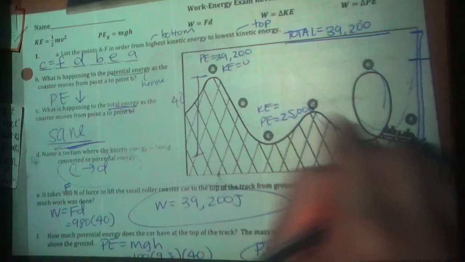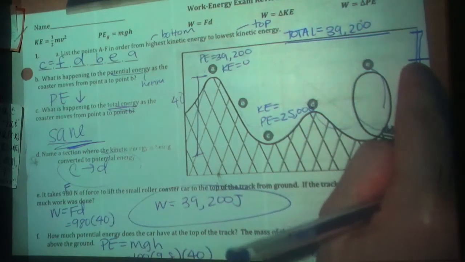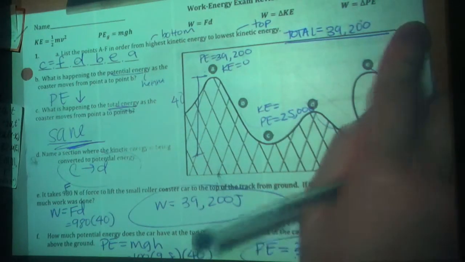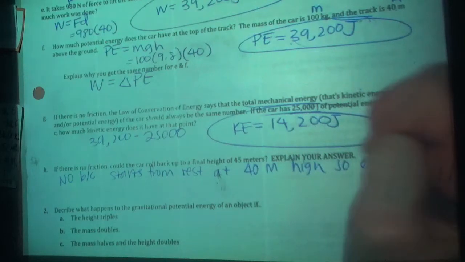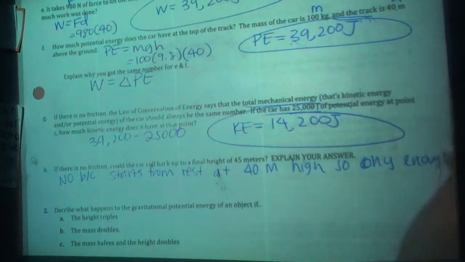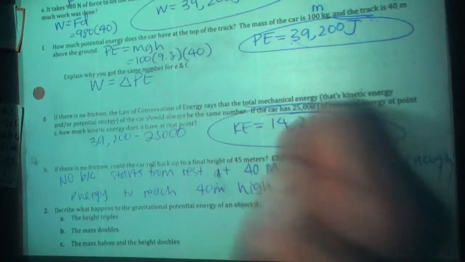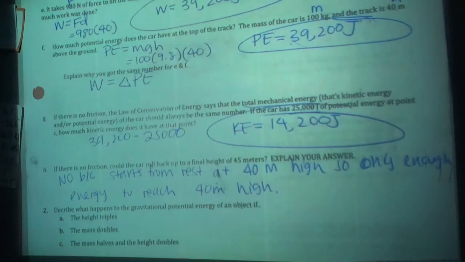So if you're leaving and going up, at this point, all of your energy has been converted into potential. There's no extra kinetic, so you can't go any higher, because where would that energy come from? So no, because it starts from rest at 40 meters high. So there's only enough energy to reach 40 meters high on the other side. Can't go any higher unless you add in energy into the system.